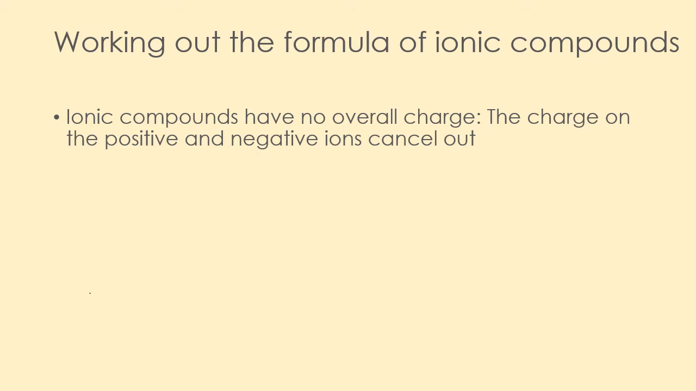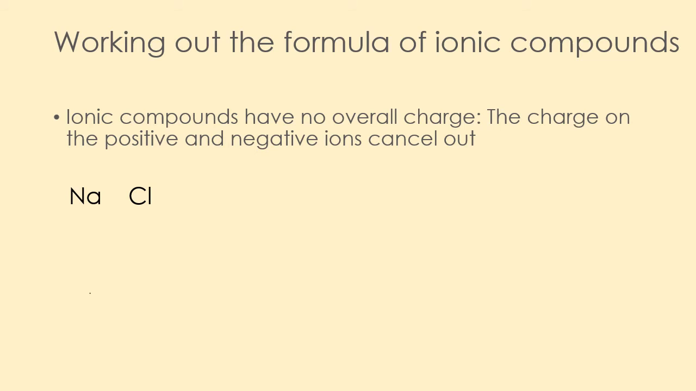We're now going to work out how we work out the formula of an ionic compound. And I'm going to show you this really, really easy way of doing it. It's called the swap and drop. We're going to start off, we're going to look at sodium chloride. So first off, we need to know our charges on our ions.